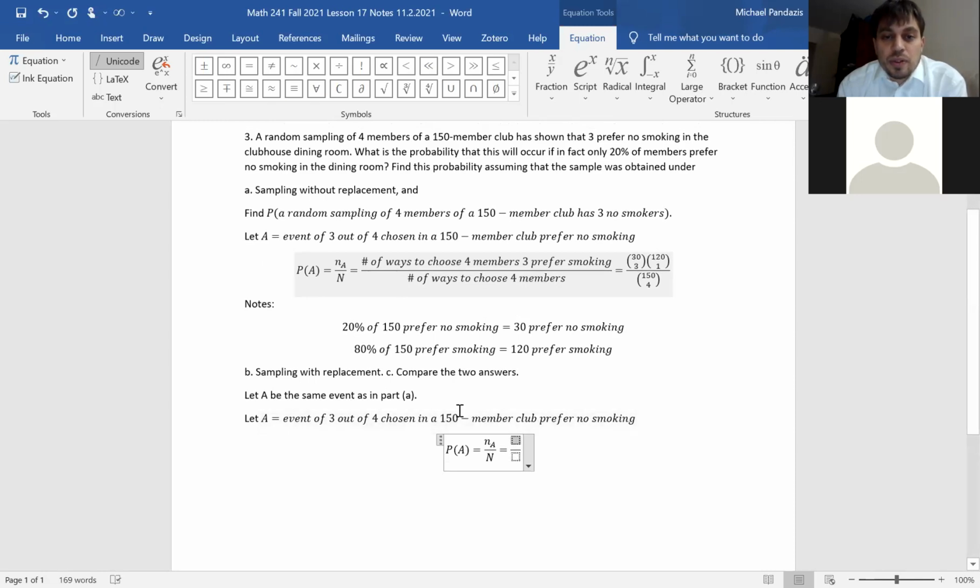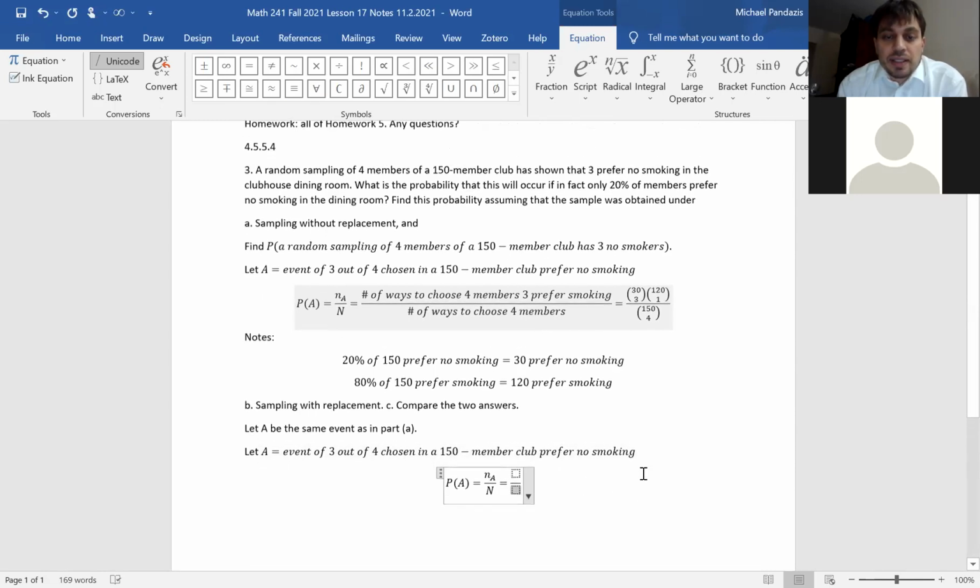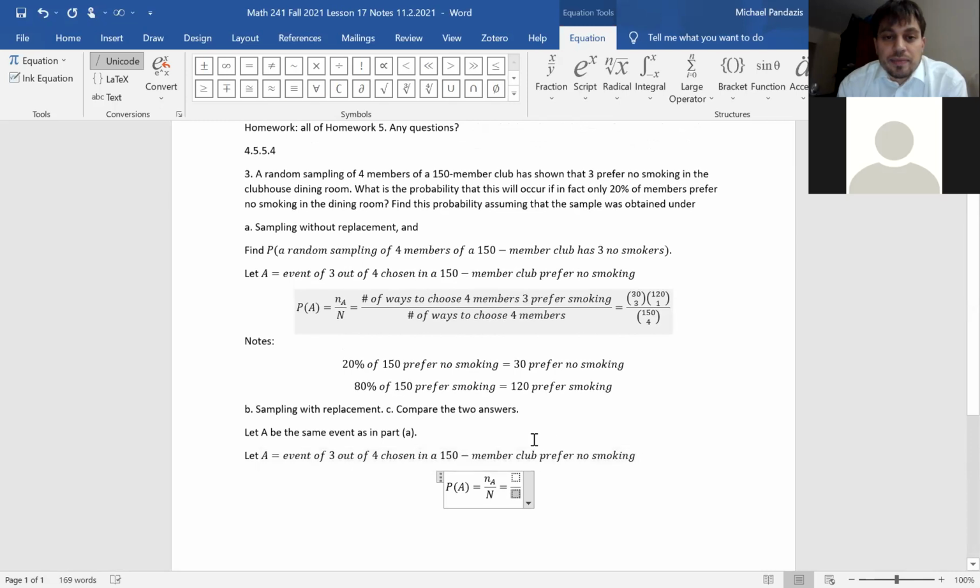Okay, so you want to choose 4, where you keep replacing the person you choose. Actually, let me do the numerator first. So you want to choose 3 out of 4 that prefer no smoking.